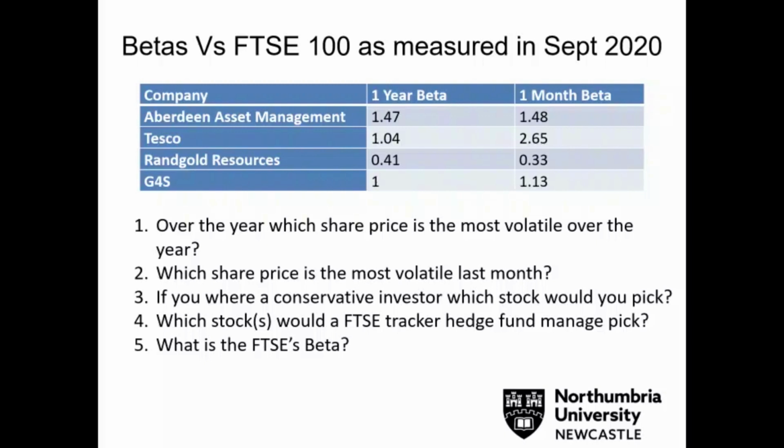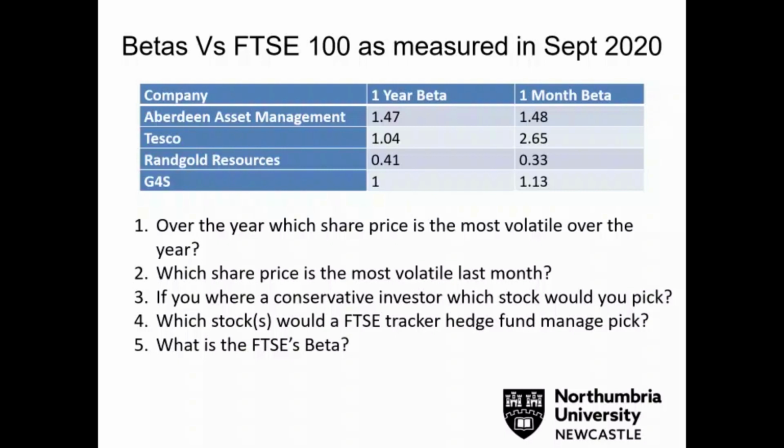And then another question is, people always ask me, what's the beta of the market? Well, it shouldn't really be a question, because beta is a measure of volatility against the market. If you plot the FTSE 100 returns against the FTSE 100 returns, you're going to get a straight line. You're going to get a slope of 1. So the beta of the market is 1. It's not really a question.